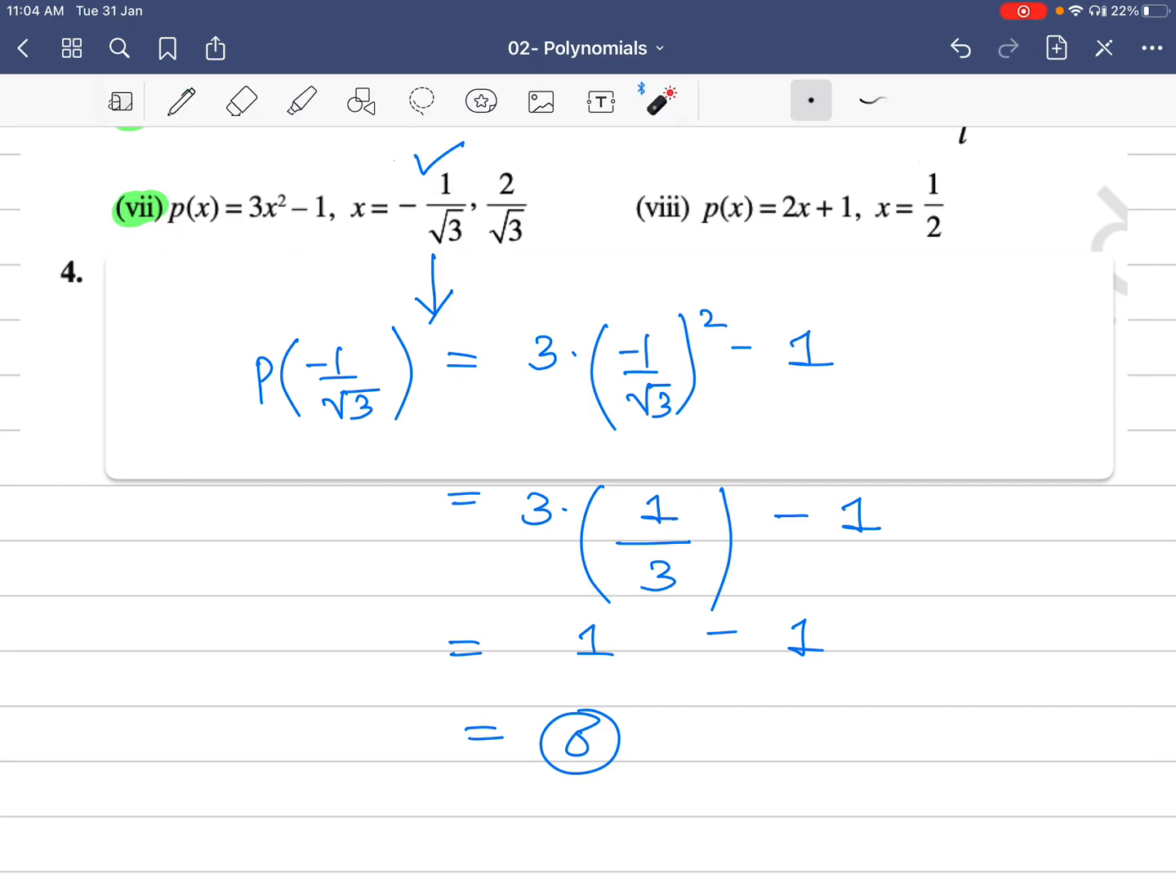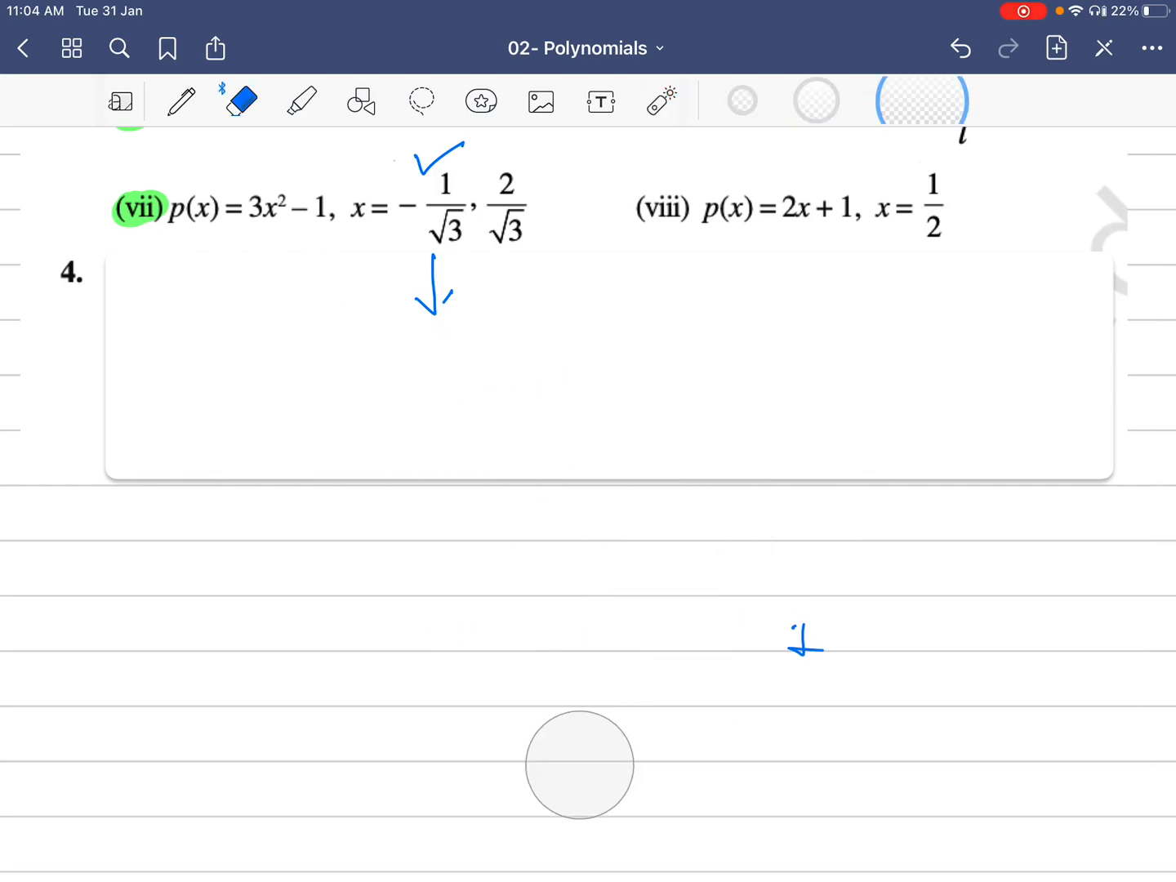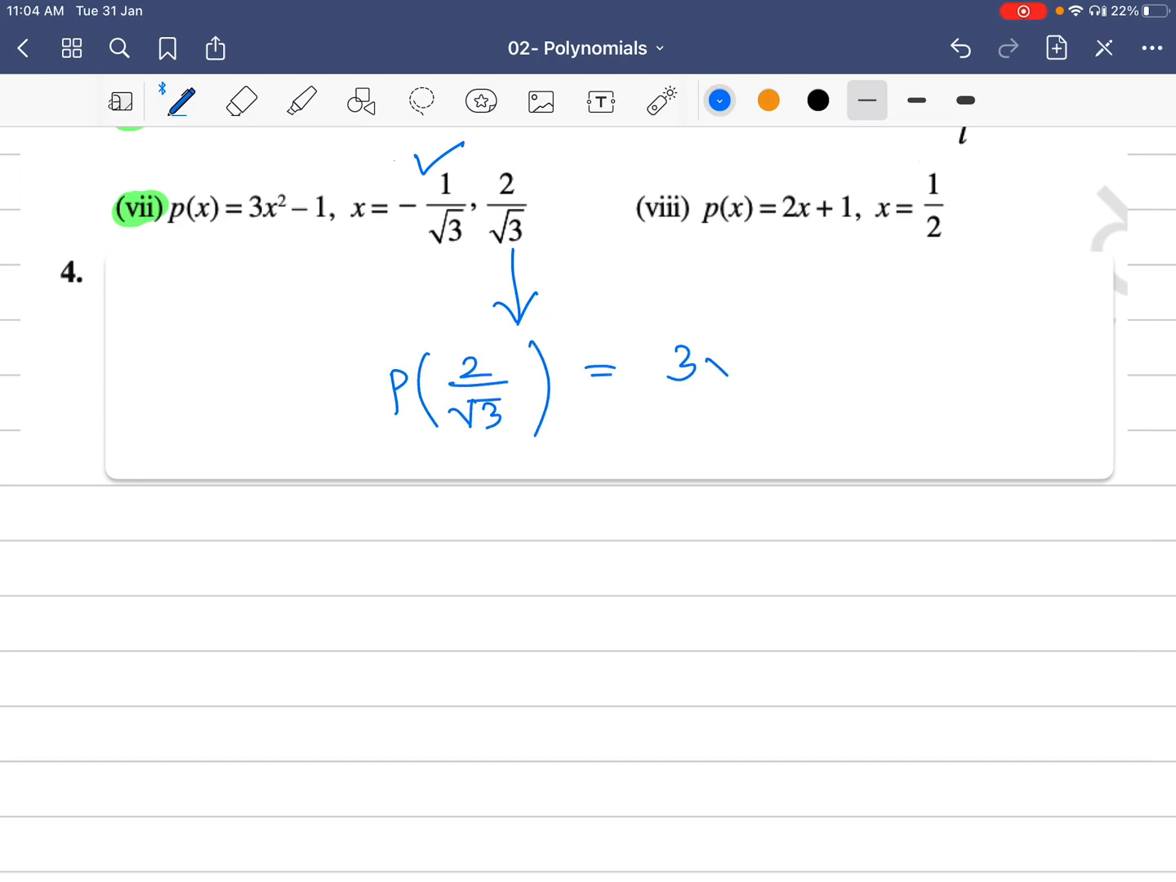Why? Because by substituting that value in the x, we have got 0. Now, let us erase this and let us calculate the next one. So, this is the next one, 2 under root 3. So, I'm going to say p of 2 under root 3 is equal to 3 into, wherever there is x, you put 2 divided by under root of 3, the whole square, minus 1.